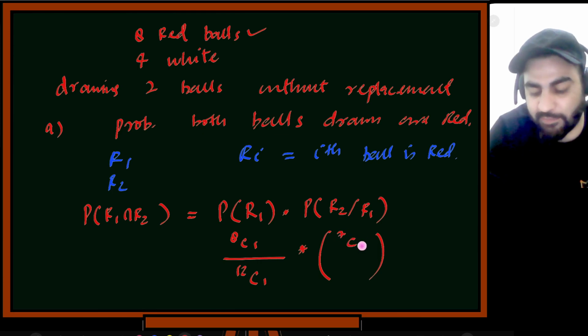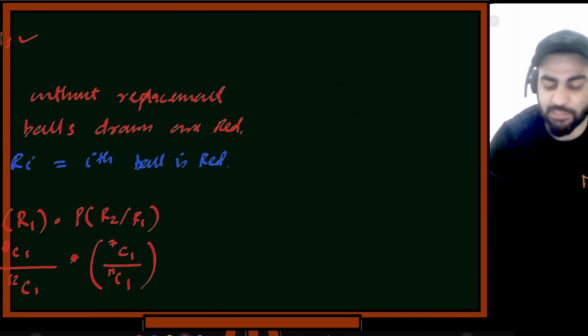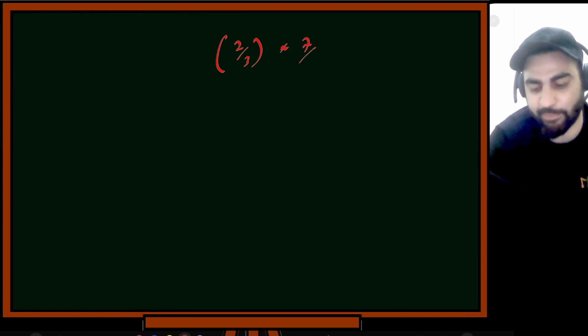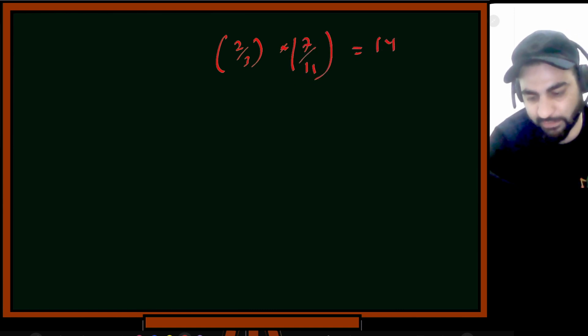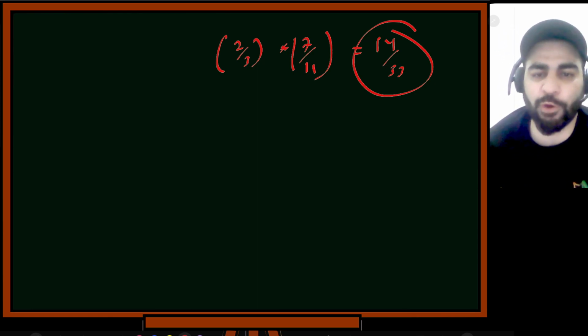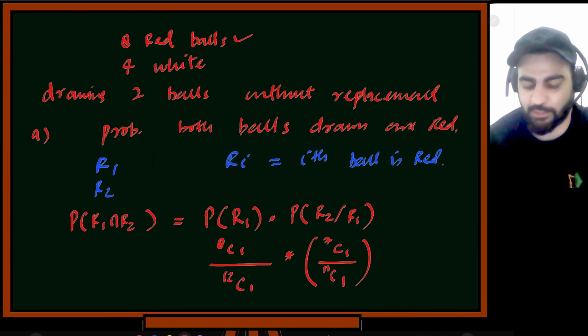Okay, 7C1. Out of how many balls do we have to compute now? 11C1. Okay, I think this comes out to be 2 by 3 multiplied by 7 by 11. So this is equal to 14 by 33. Okay. So how many of you understood this?